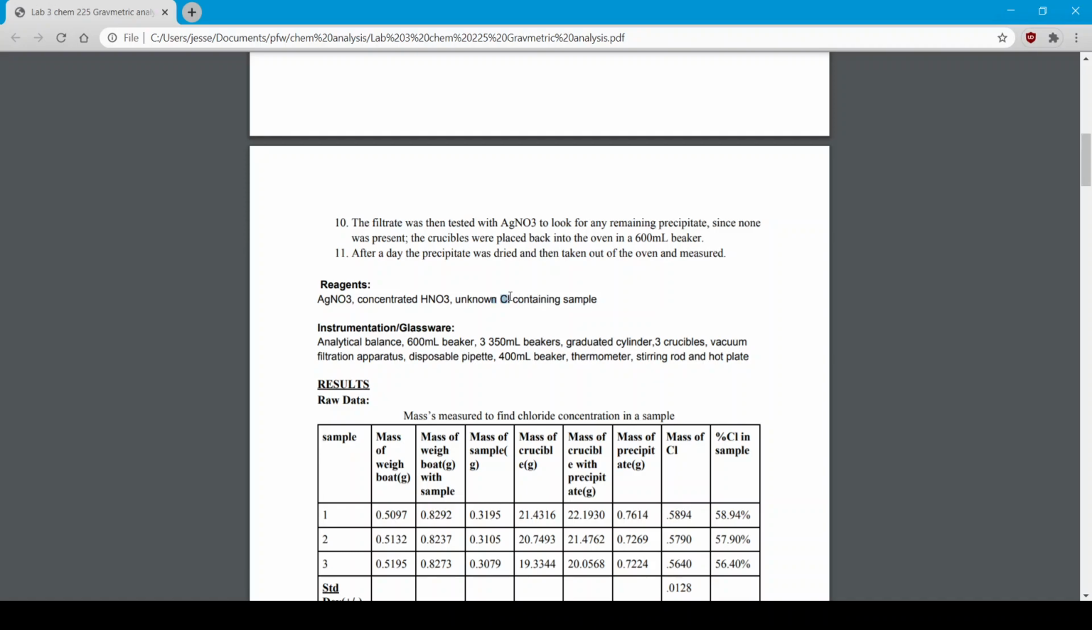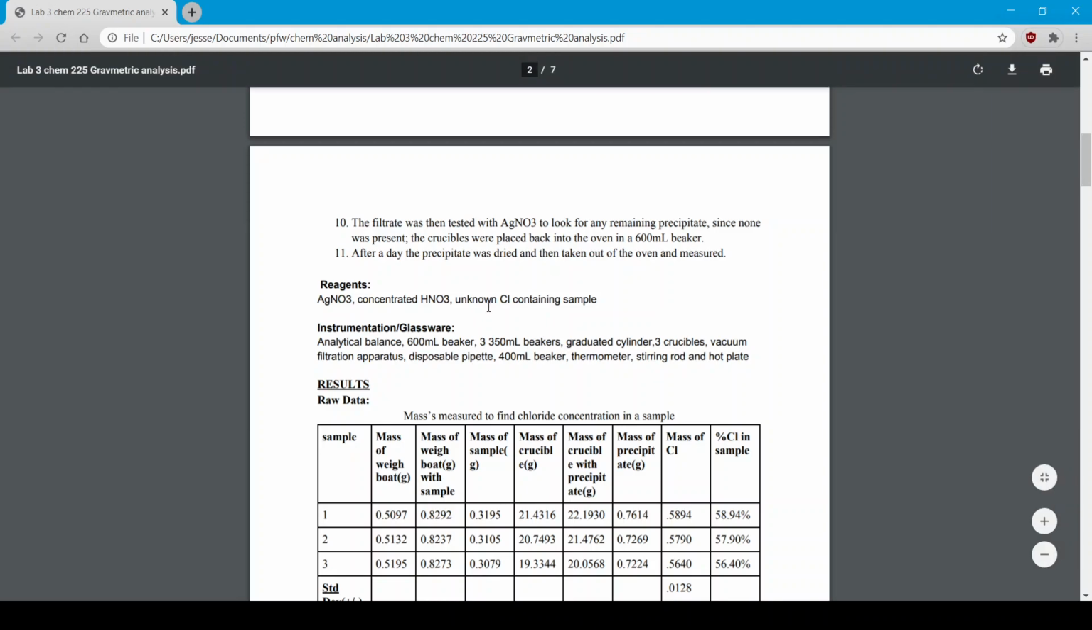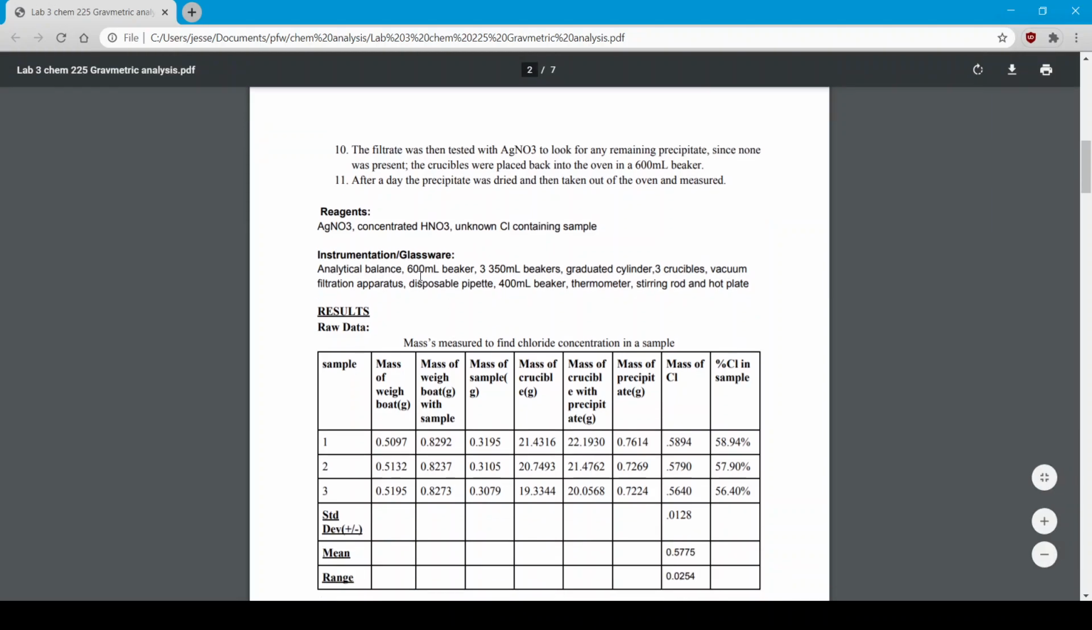And that's what we're going to be finding in this lab particularly, but that doesn't really matter because we're showing you how to write a lab report, not necessarily how to perform the gravimetric analysis of a chloride sample. So for this step, reagents, essentially what chemicals you used in the lab. I didn't include water, but water was also used.